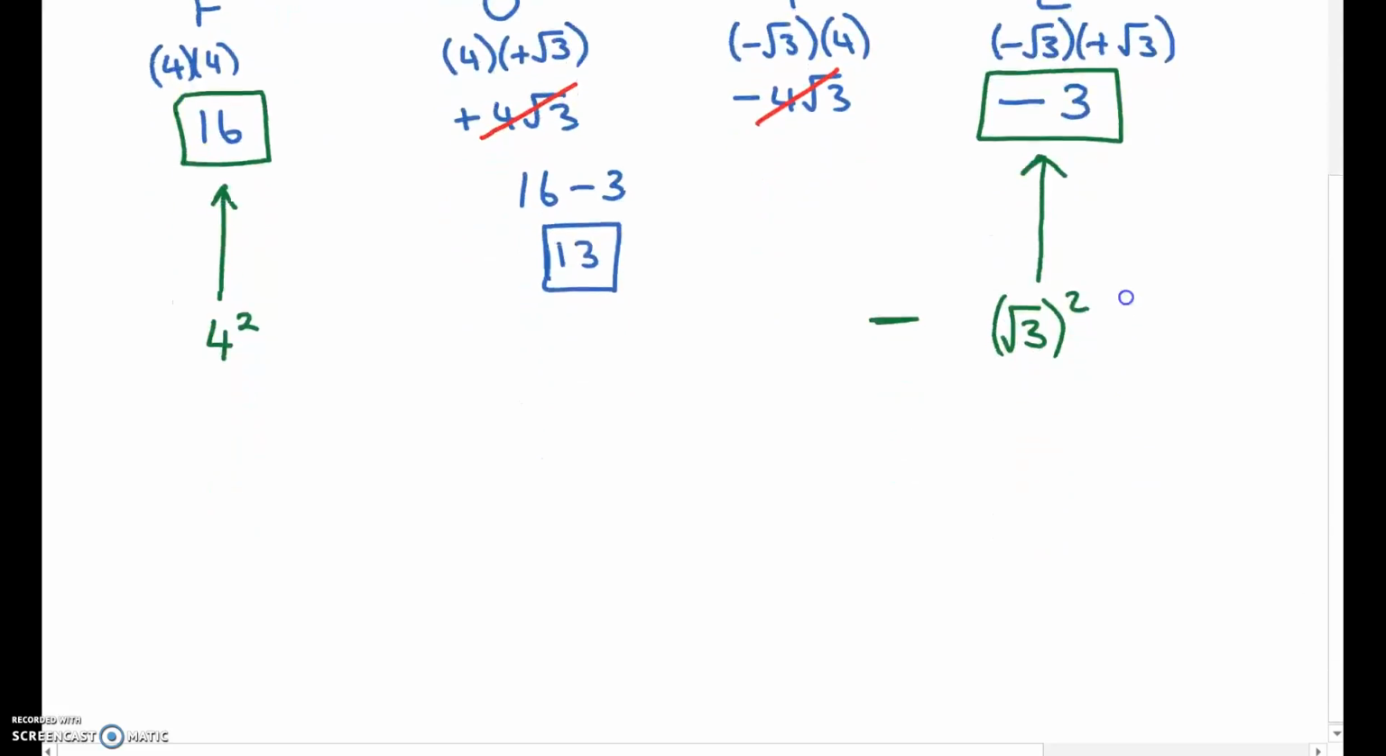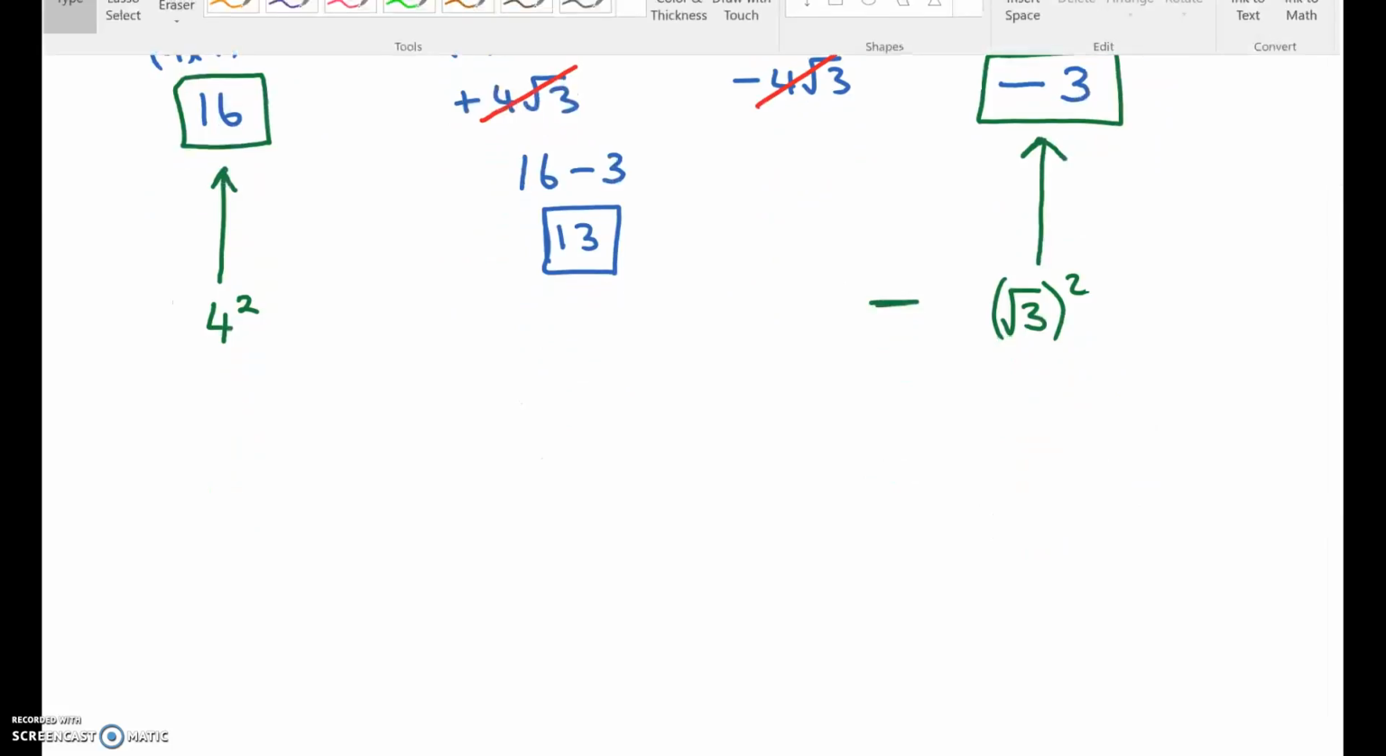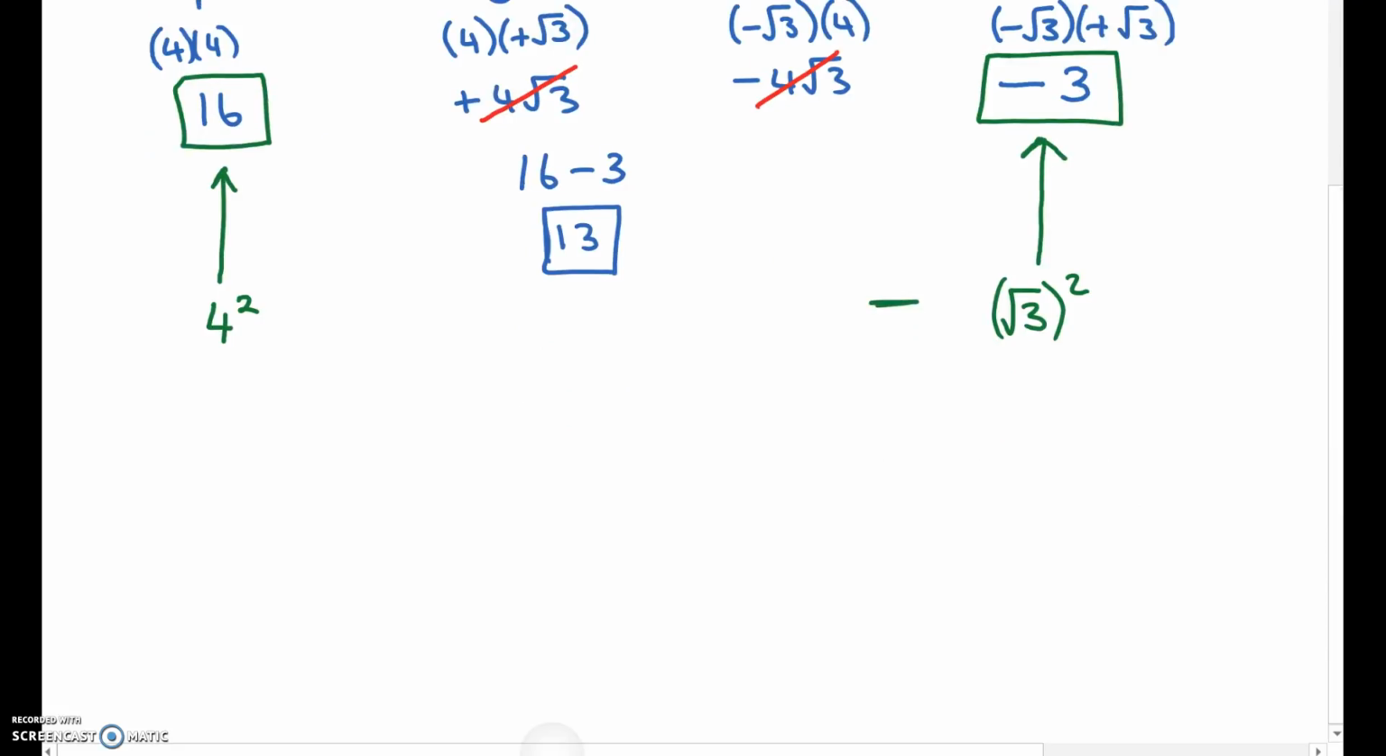But what this tells us, if we look at this, is we can get something more useful from it. We have 4 minus root 3 times 4 plus root 3, and the answer is 4 squared minus the number under the square root sign, so 3. So 4 squared minus 3. The 16 is 4 squared minus the 3.